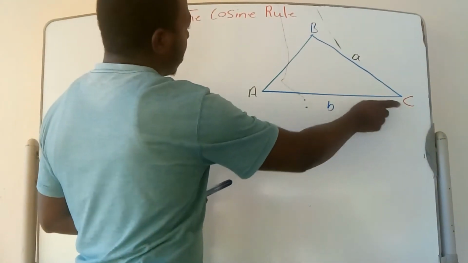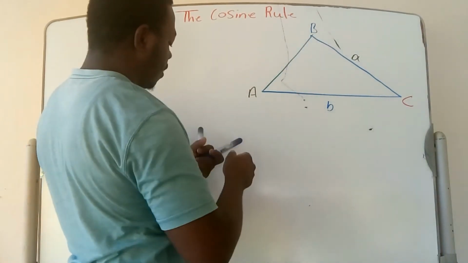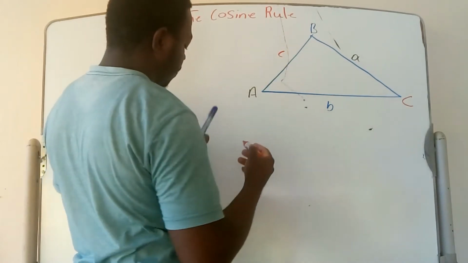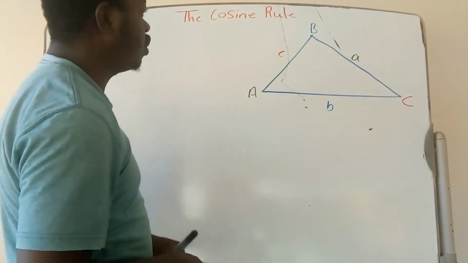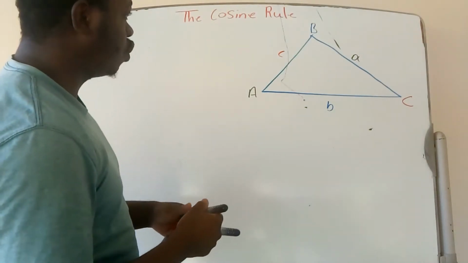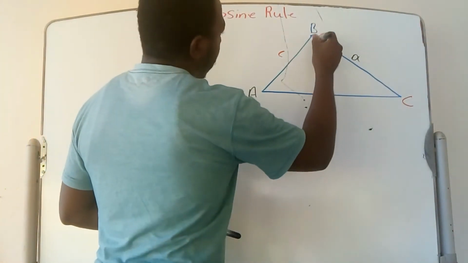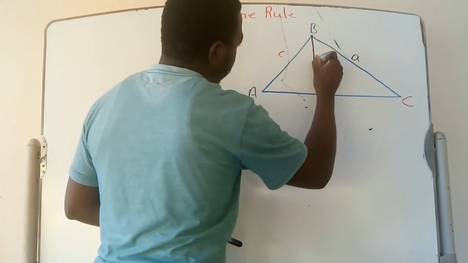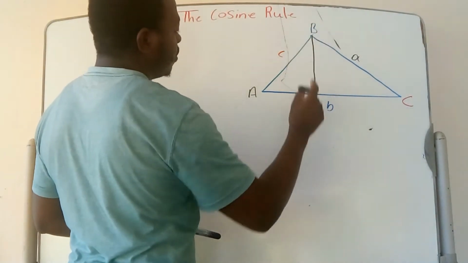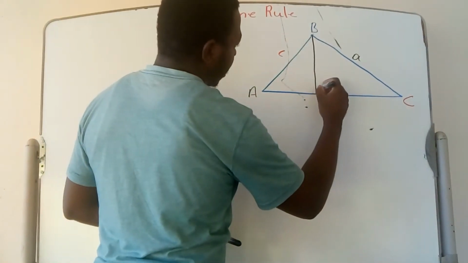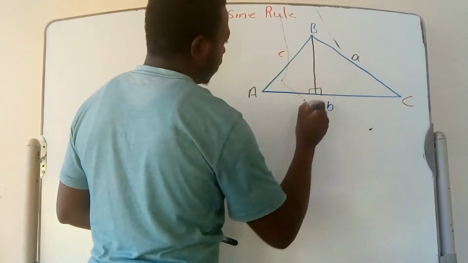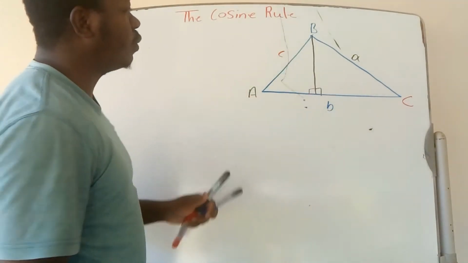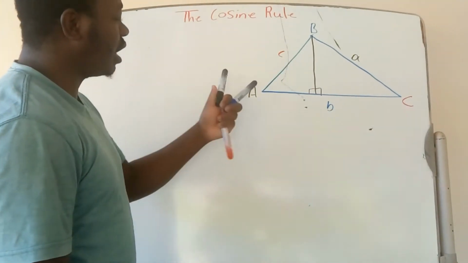Angle C creates the line AB. Therefore, AB is lowercase c. But let's say that you're curious and you want to know the altitude of this triangle, and you draw a straight line from the vertex B that is perpendicular to the line AC. Which means that now you create two right angle triangles within this non-right angle triangle.